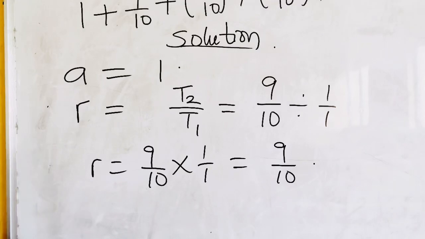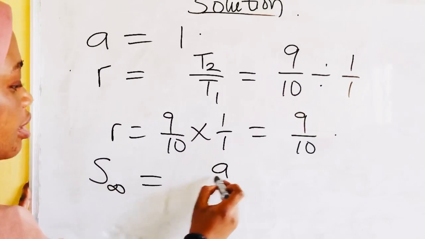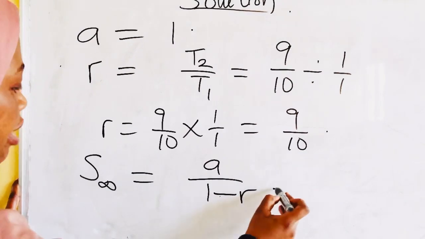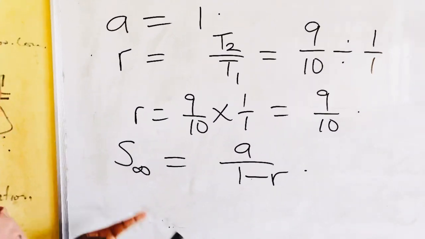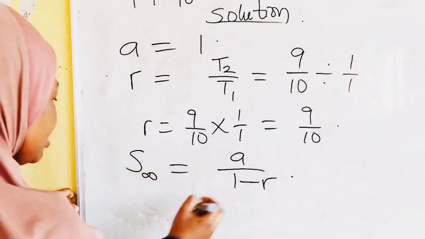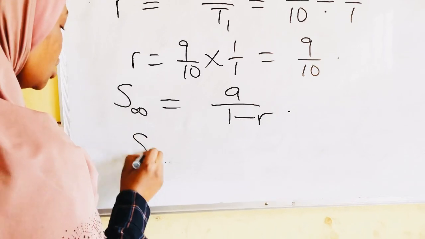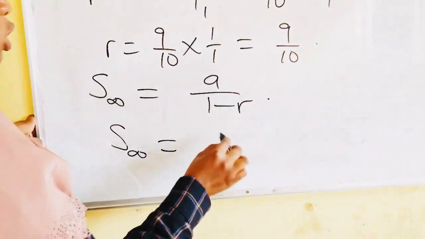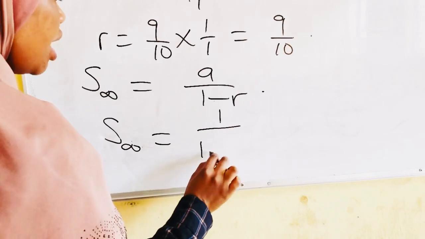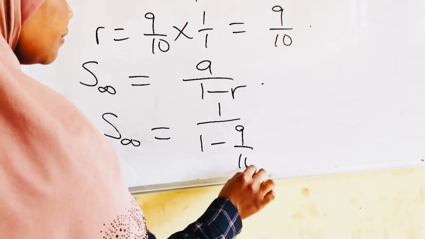And the sum of infinity is equal to a over 1 minus r. We have done a video on that, so I will leave the link in the description box. Now here, we are going to substitute those values. So the sum of infinity is equal to, wherever we see a, we put 1 over 1 minus, wherever we see r, we put 9 over 10.